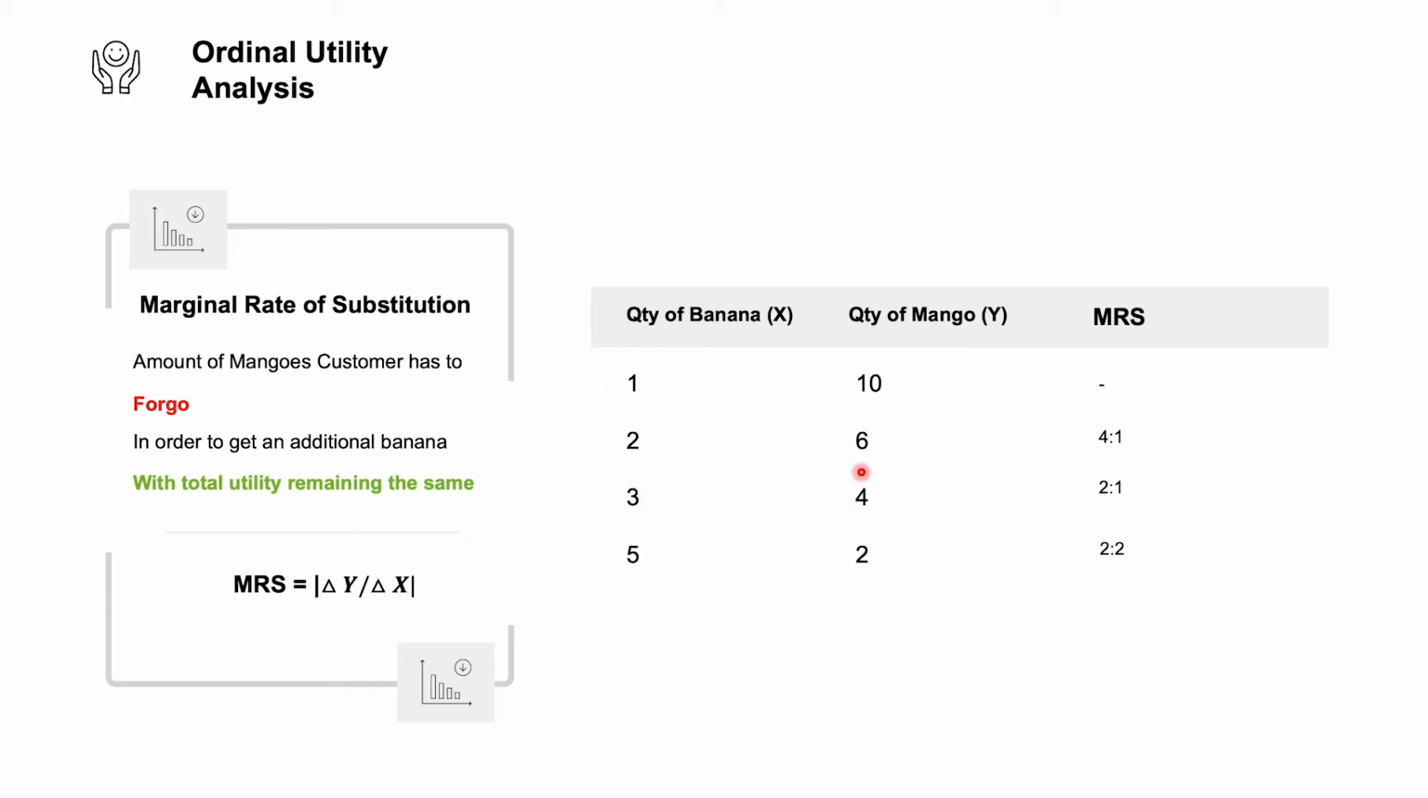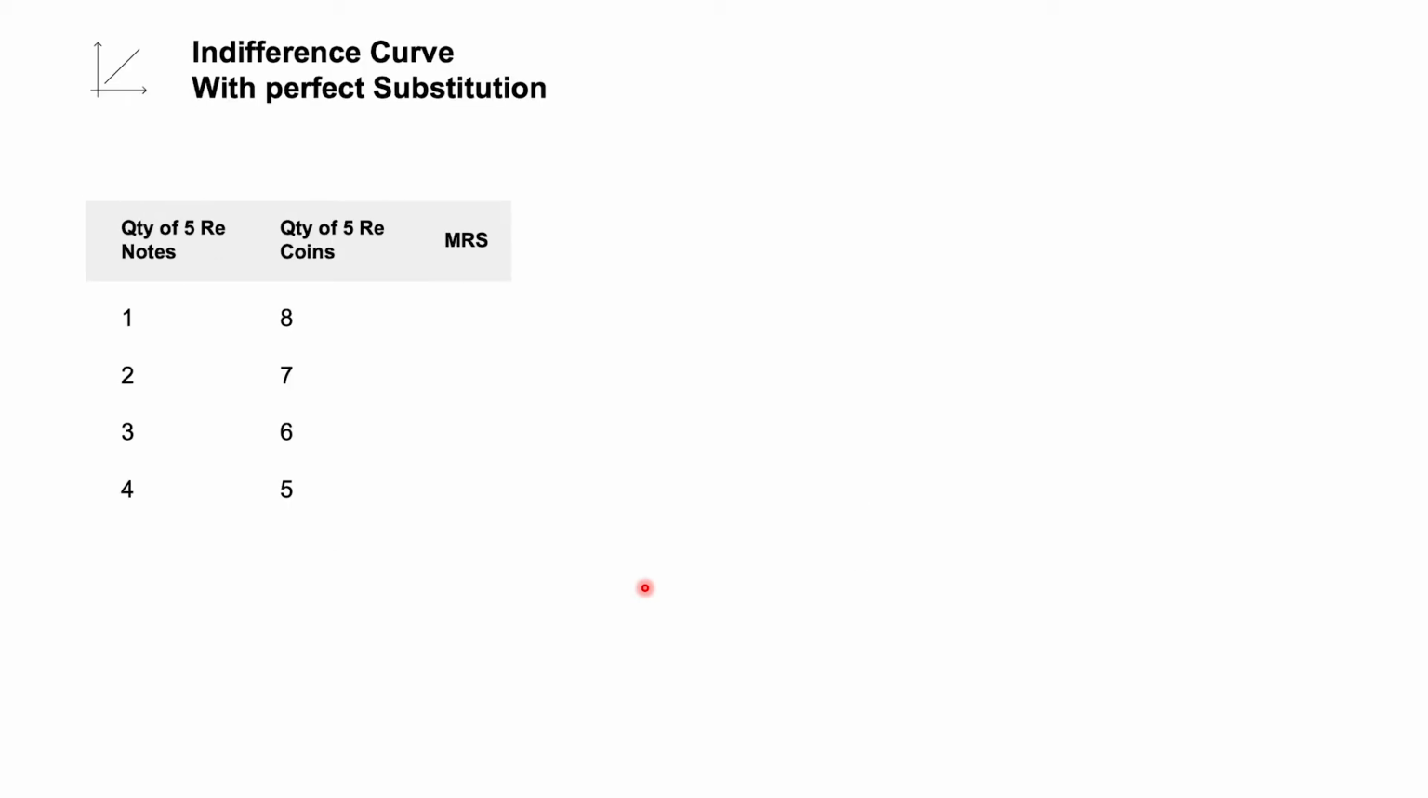Change in the mango, 2. Change in the banana, 2. Okay, so this is called the marginal rate of substitution. So till now, we have seen the indifference curve and the marginal rate of substitution. Now we'll see the indifference curve that has a perfect substitution.